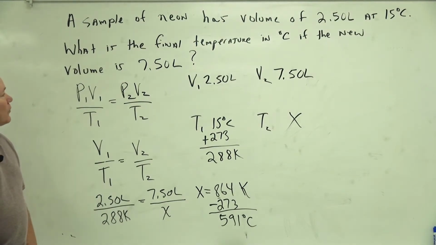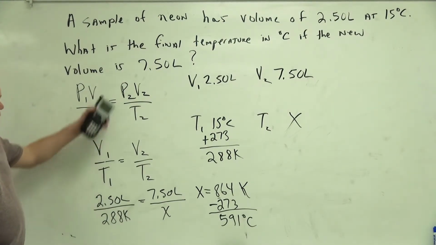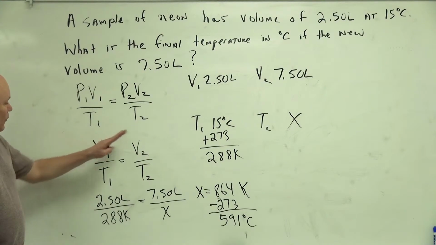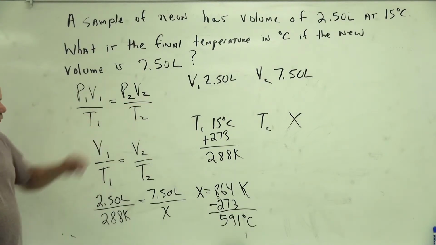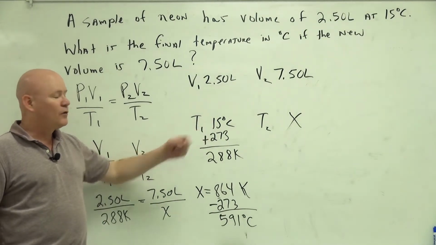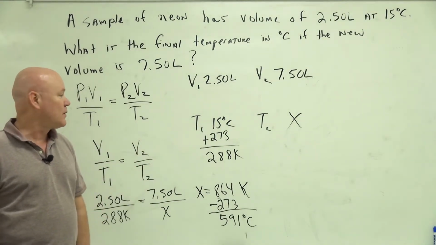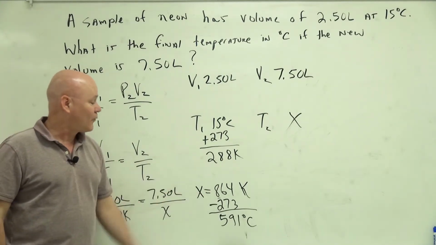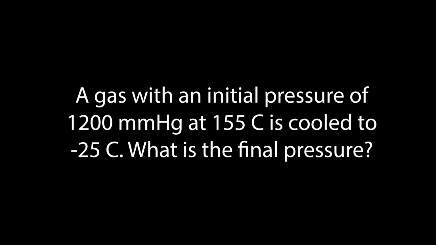So that's my temperature. If the new volume is 7.50 liters, we started with our combined gas law equation. We cover up what we don't need, which in this case is the pressure, and we work with just the volumes and temperatures. Make ourselves a table. And if you have degrees Celsius, and any problem that has temperature in it, it's going to be in degrees Celsius. So the first thing you have to do is turn it into Kelvin.